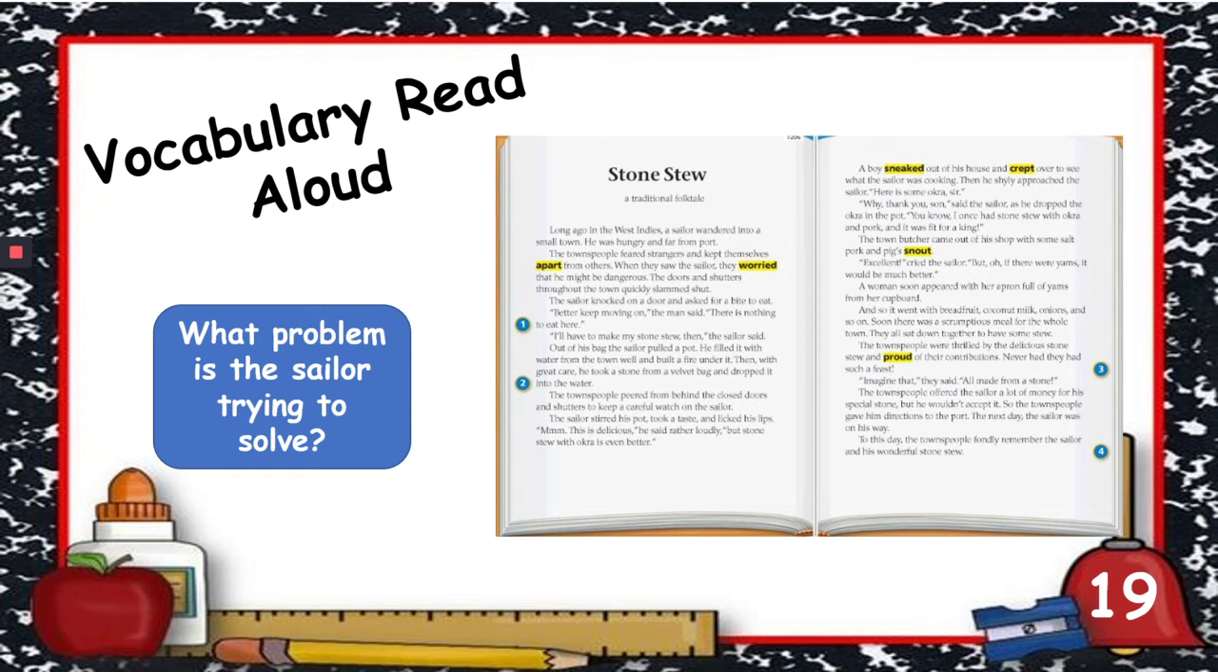So the townspeople gave him directions to the port. The next day, the sailor was on his way. To this day, the townspeople fondly remember the sailor and his wonderful stone stew.